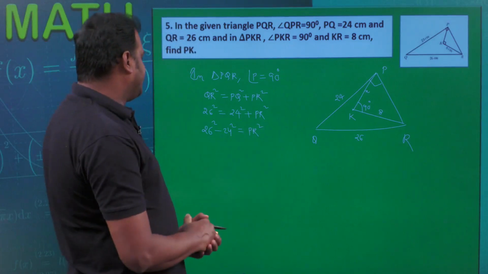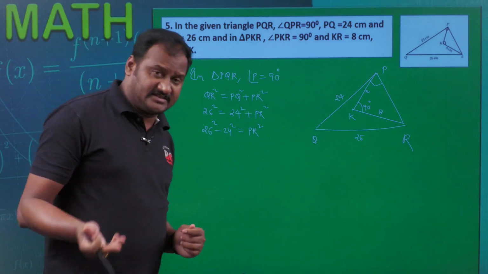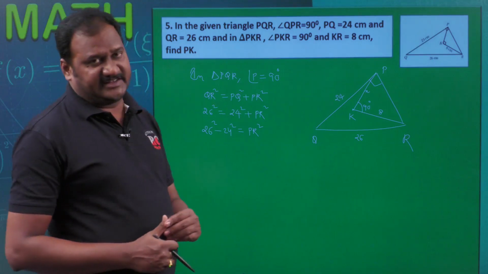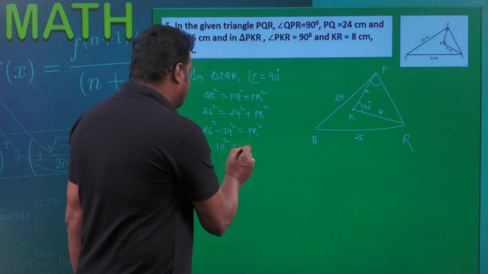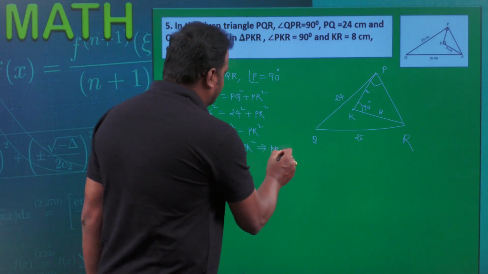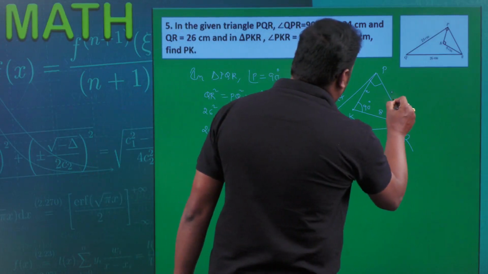So 26 square minus 24 square means 26 square is equal to 676, 24 square equal to 576. 676 minus 576 is equal to 100, 100 is equal to 10 square. So 10 square is equal to PR square, therefore the value of PR is equal to 10. Okay, we got the value of PR which is equal to 10.